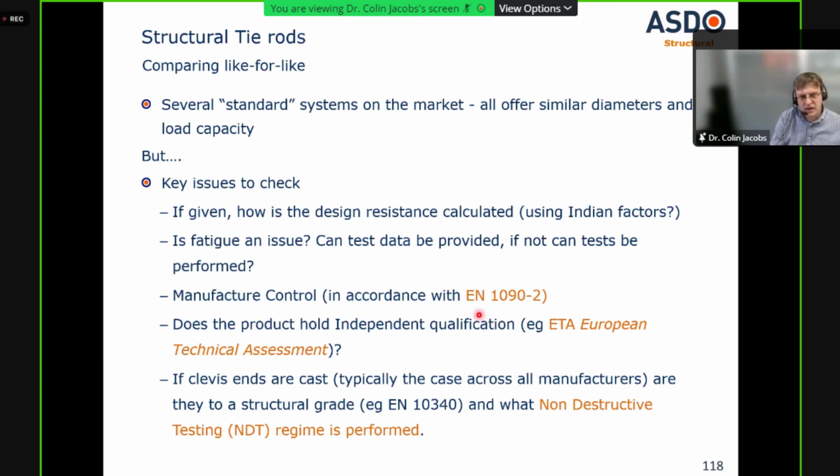If you're using EN 1090, it is a very handy assessment guide you can use. As an independent check, if it has something like an ETA, that's also a good thing to check. And if clevis ends are used, just have a warning bell to ask about what the quality regime and what the NDT testing is of that. Just have an open mind to question that.